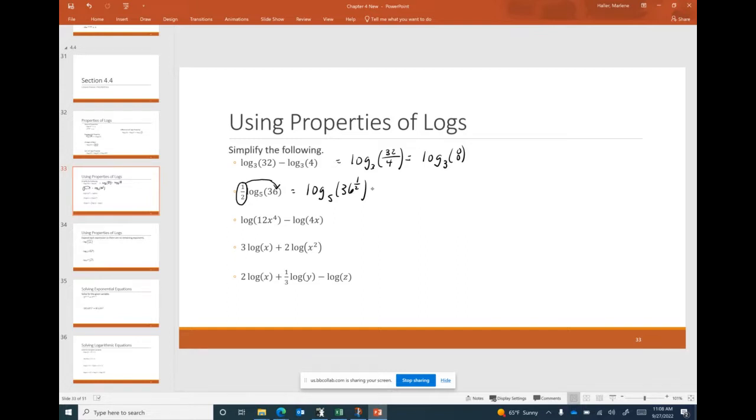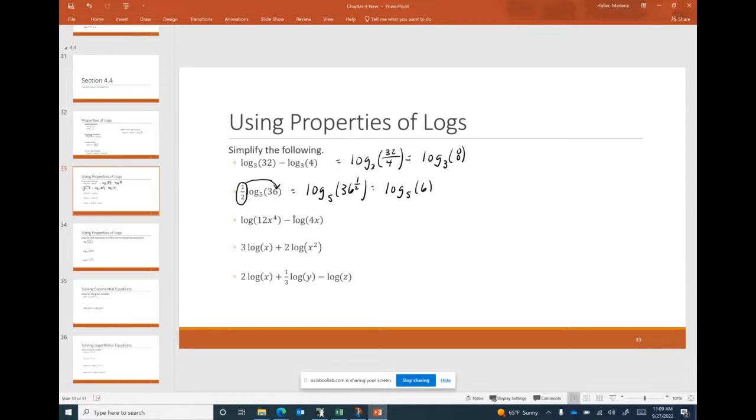And of course, 36 to the 1/2 power, that's the same as the square root of 36, right? Which is going to be 6. So this would simplify all the way down to log base 5 of 6.